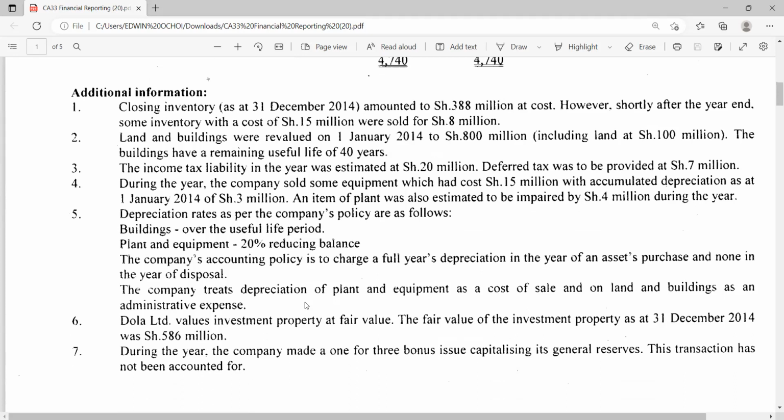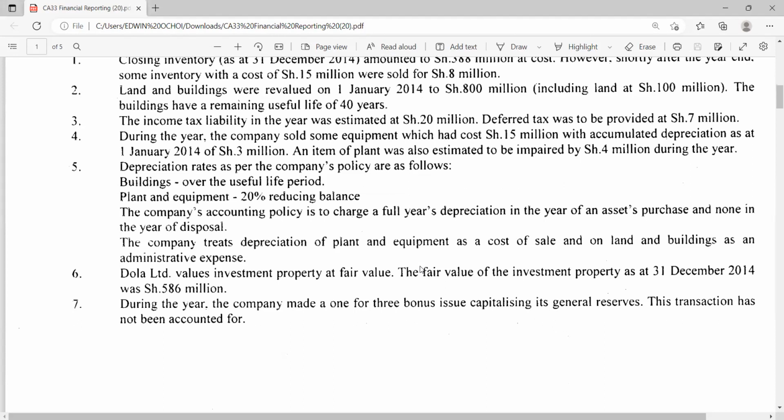Number 6, Dora Limited values investment property at fair value. The fair value of the investment property as at 31st December 2014 was 586. Number 7, during the year, the company made a 143 bonus issue, capitalizing its general reserves. These transactions have not been accounted for.